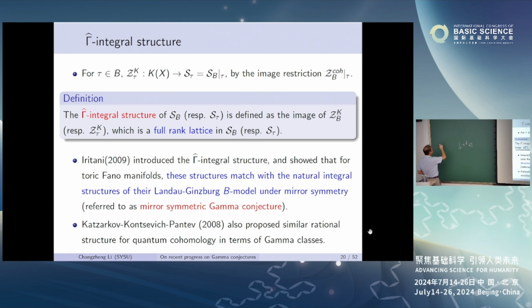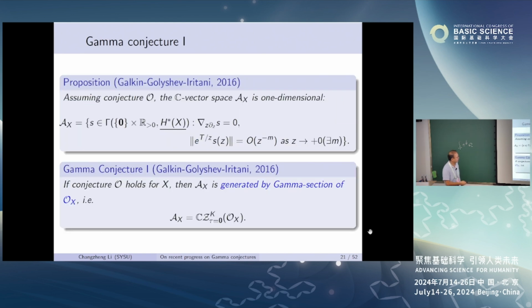we will come to here again. Let us say gamma conjecture 1 first. If we restrict to the positive real line and consider this vector space of solutions that are flat along the z direction and have moderate growth, that is, of polynomial order for some n, we consider this kind of space.